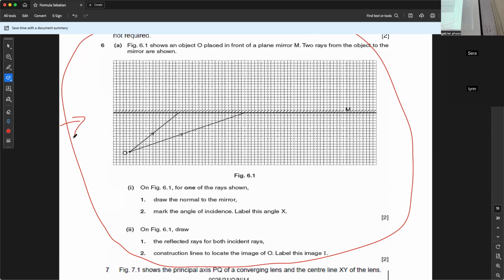So you can just identify one. Wrong. This line here, the green line.